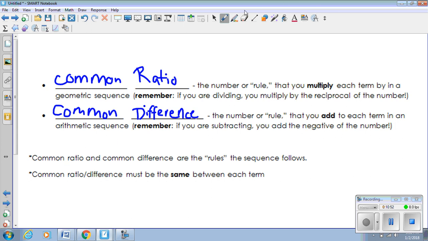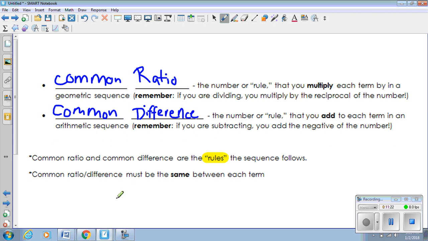Some things to highlight will be the common ratios and common difference are the rules. So sometimes you'll see the word common ratio, sometimes you'll see what is the rule that goes with a geometric or arithmetic sequence. And that's because I want you to be able to identify, well, does a common ratio or does a common difference go with the sequence they're asking for. So common ratios and common differences are just specific words that mean the rule that that sequence follows.